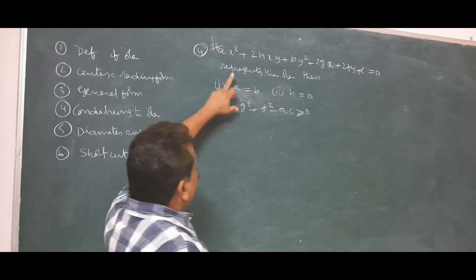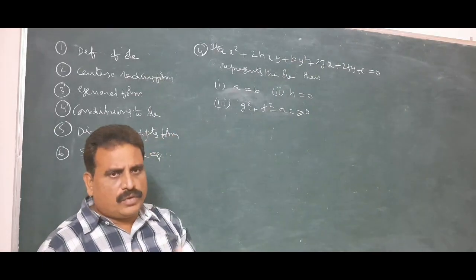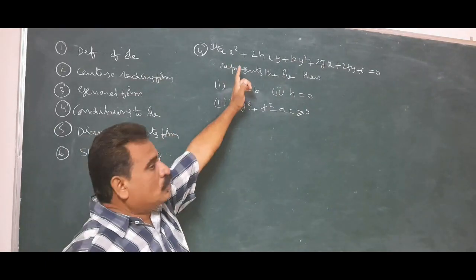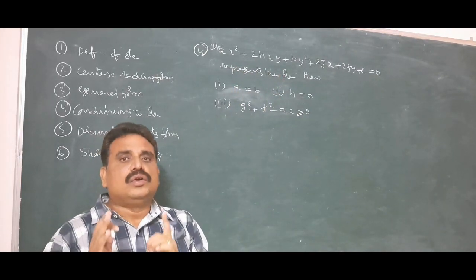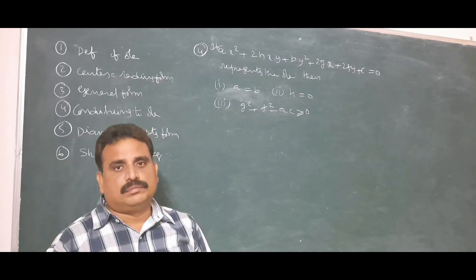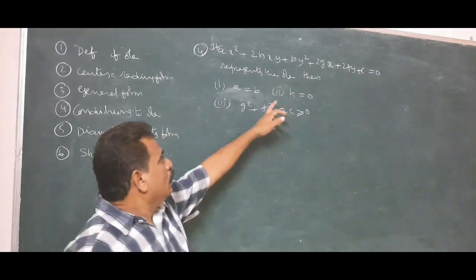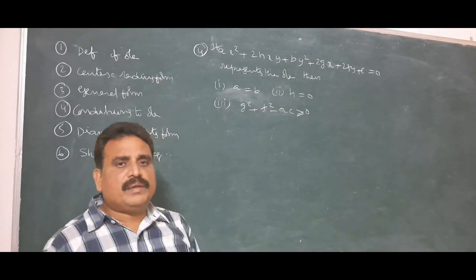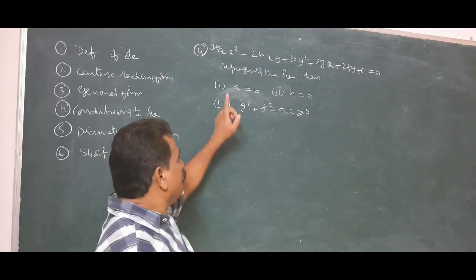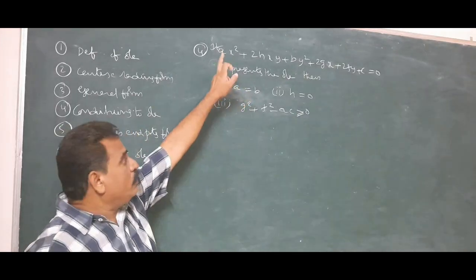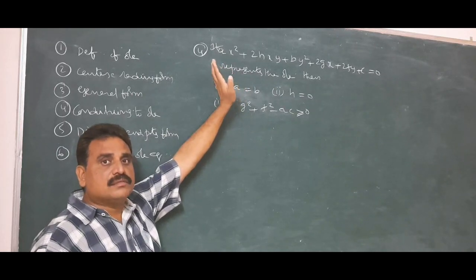Now here, the x square and y square coefficients must be equal, a equal to b, and the xy coefficient must be 0. That means the general equation of the circle does not contain an xy term. That means h must be 0. Next, g square plus f square minus ac greater than or equal to 0. Okay, these are the conditions. You should remember, if the equation represents a circle, these three conditions must hold.